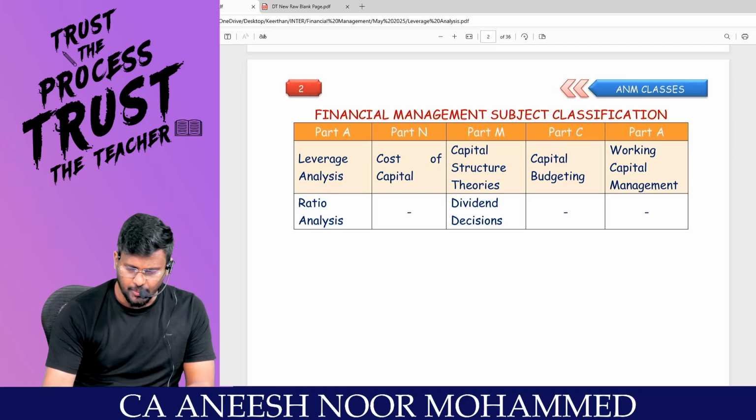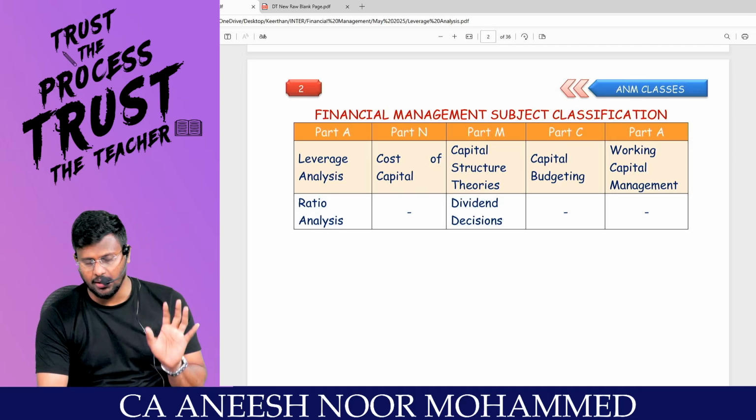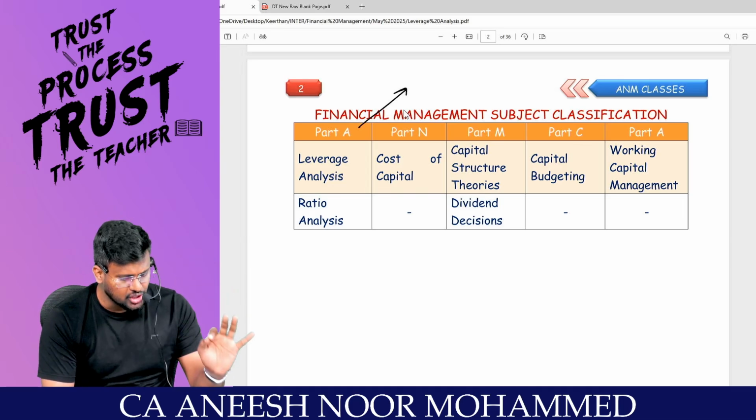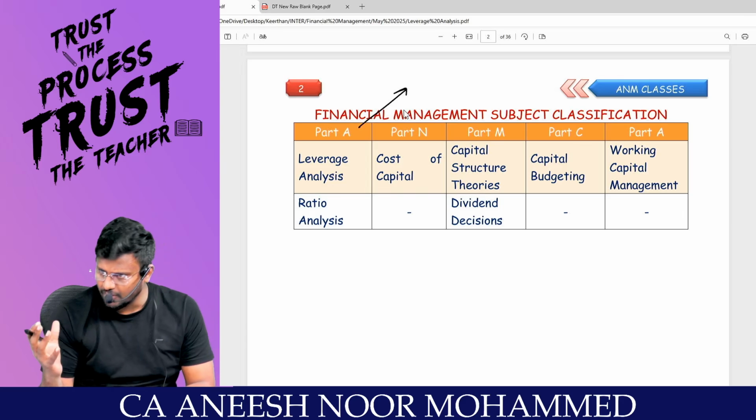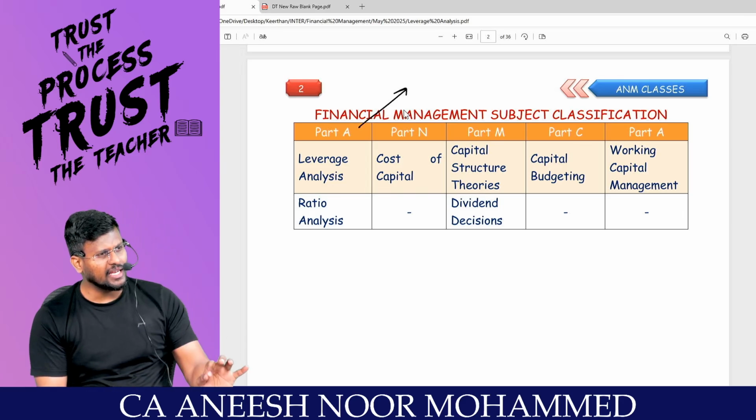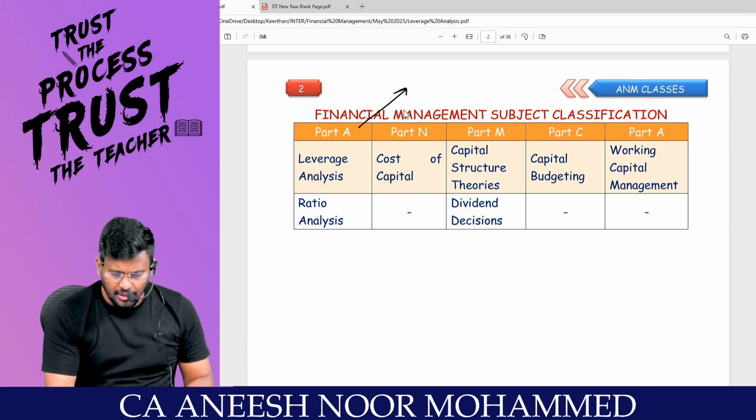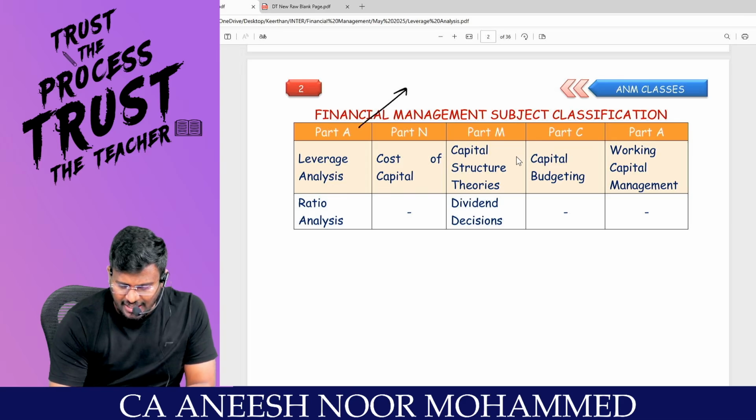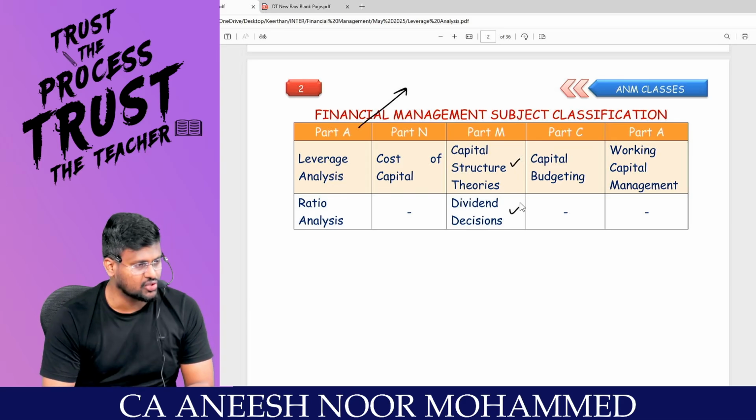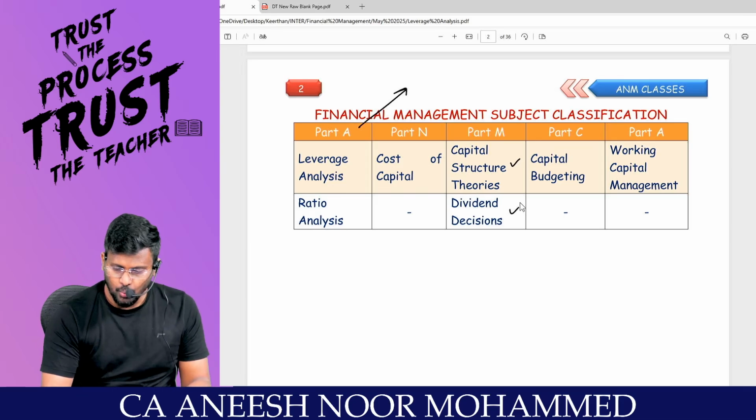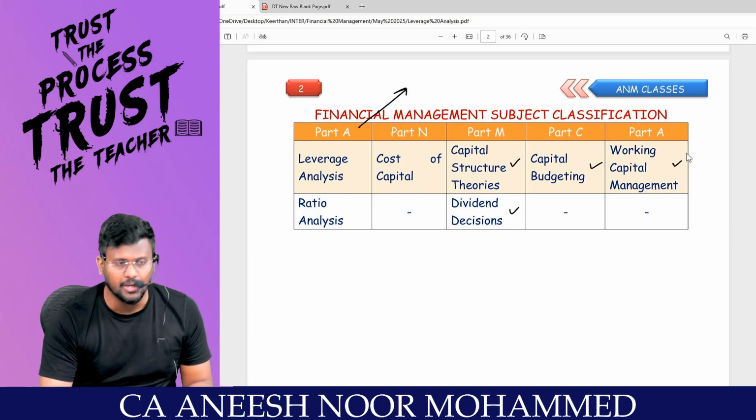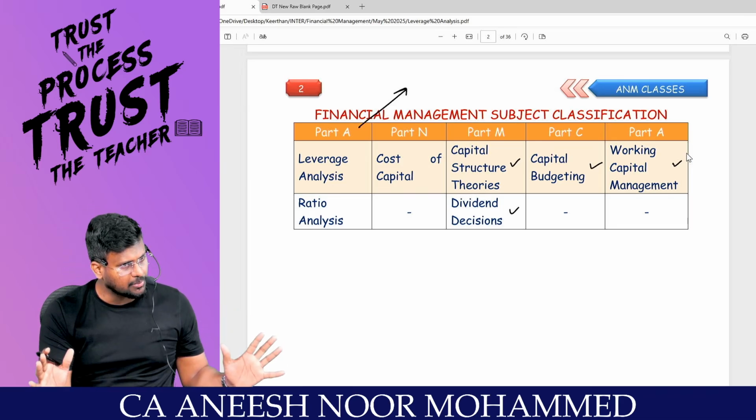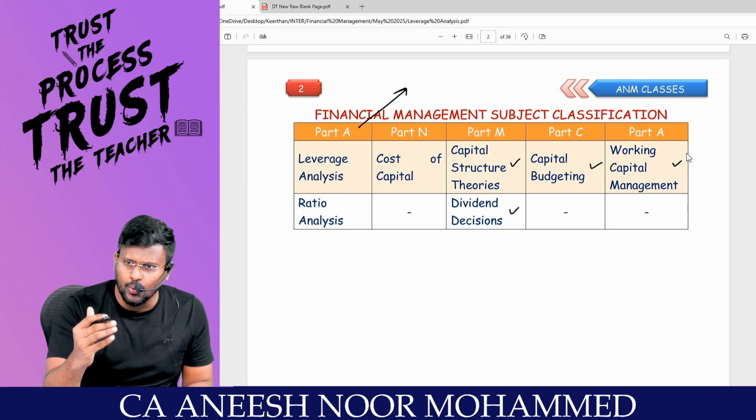In this financial management, we have classified the subject into 5 categories. Part A is two analyses: one is leverage analysis, number 2 is ratio analysis. Then we will be learning about the cost of capital. Then we have capital structure theories and dividend decisions, and capital budgeting and working capital management. These are the chapters available in financial management, and this is the flow in which we will make the discussions.